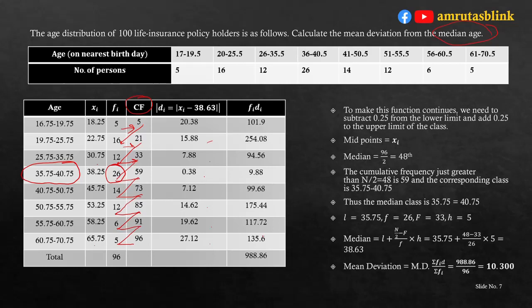988.86. Hence the mean deviation of the given data about the median is equal to summation fi di upon summation fi, that is 988.86 divided by summation fi, that is 96. 988.86 divided by 96 is equal to 10.30. Hence the mean deviation of the given data from the median age is 10.3.